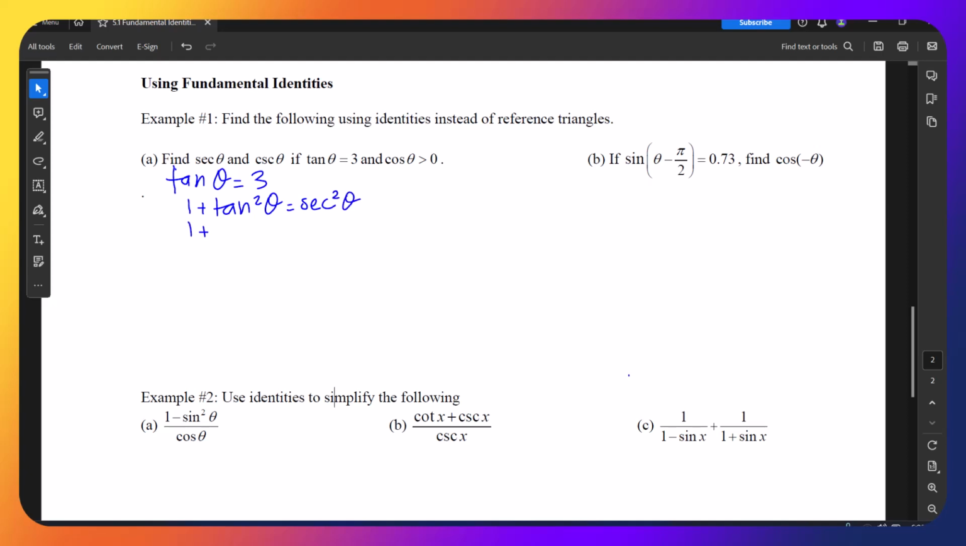1 plus tangent, given a value of 3, therefore tangent squared is 9, equals secant squared of theta. 10 equals secant squared of theta, and therefore secant of theta equals square root of 10. We're only going to look at the positive root because cosine is defined as a positive ratio, and that exists in quadrant 1 and 4, and therefore we need to look for secant being a positive value only.